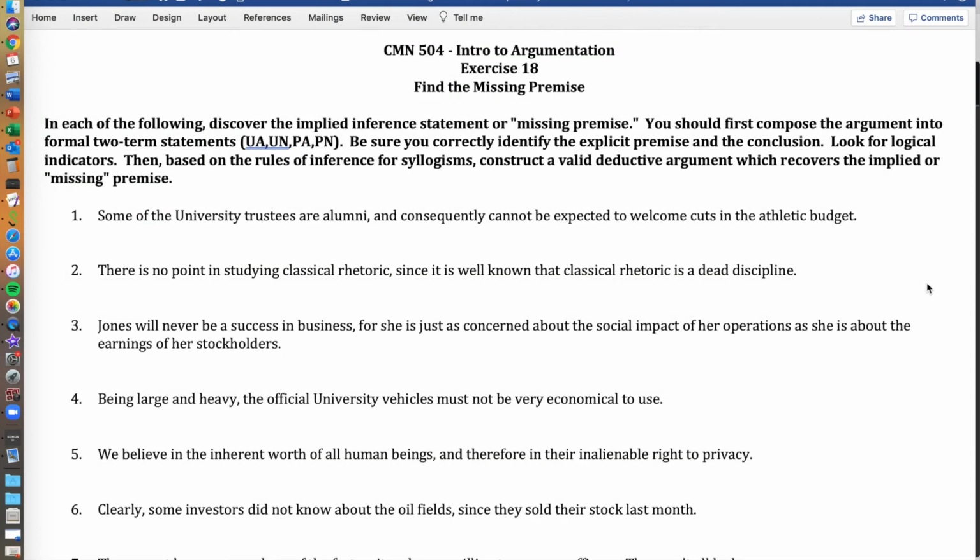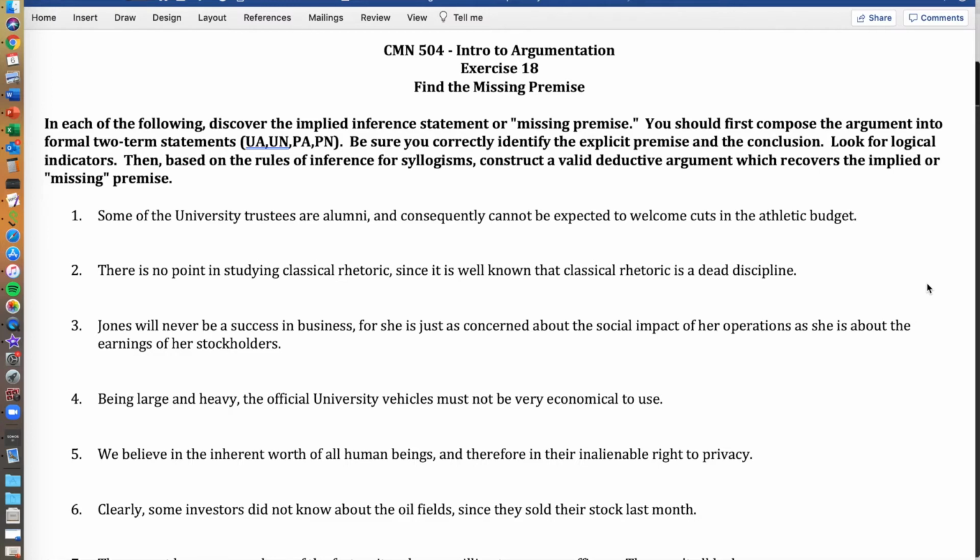So now let's do a review of homework exercise number 18, which gives you more practice in finding the missing premise. As the instructions say, in each of the following, discover the implied inference statement or missing premise. You should first compose the argument into formal two-term statements, and then be sure you correctly identify the explicit premise and the conclusion. Look for logical indicators, and then, based on the rules of inference for syllogisms, construct a valid deductive argument which recovers the implied or missing premise.